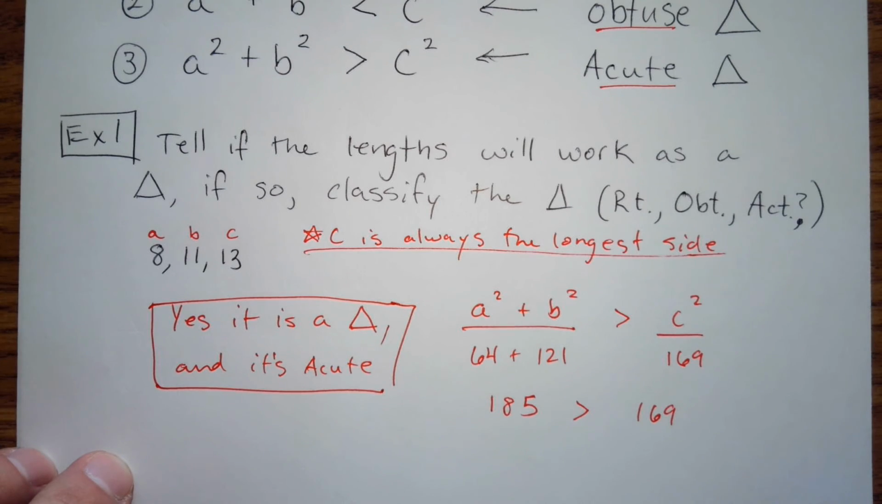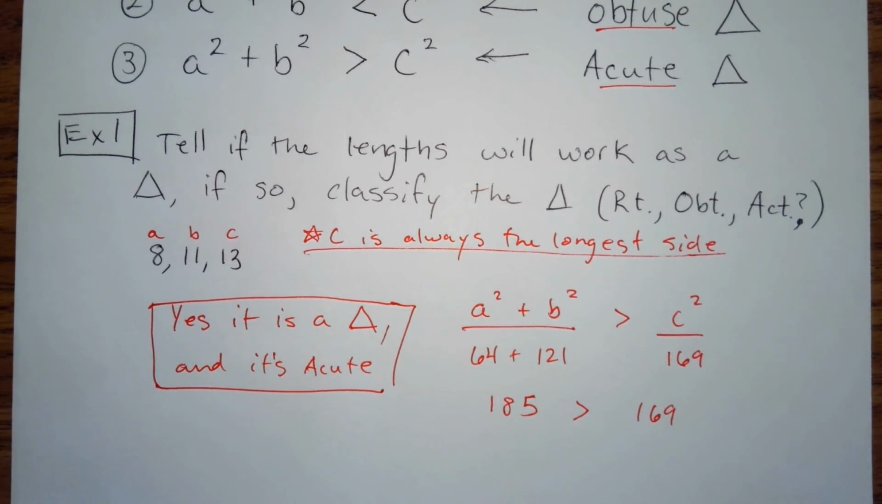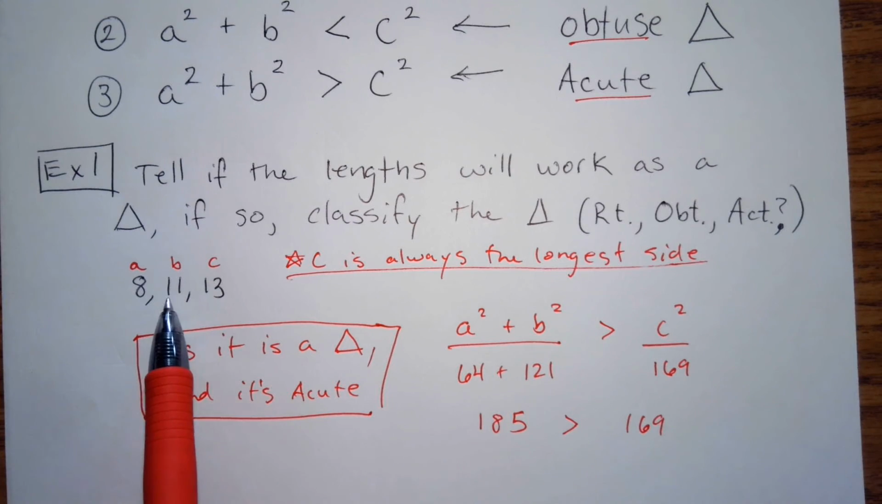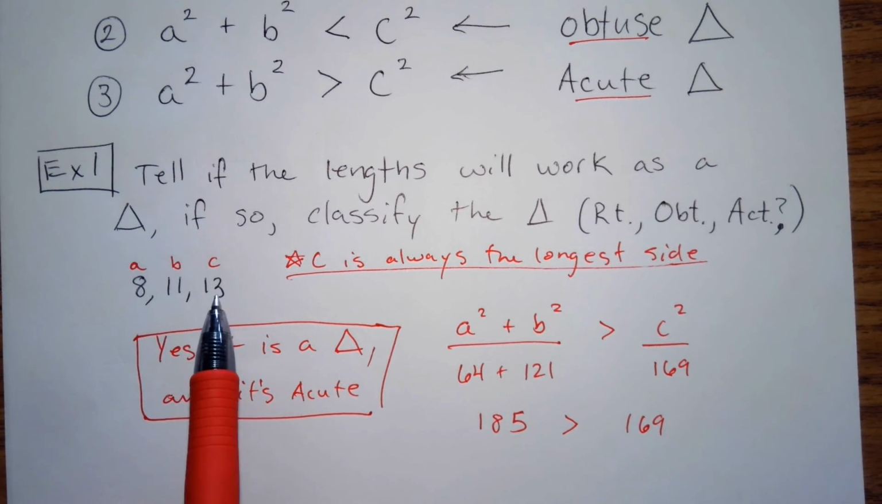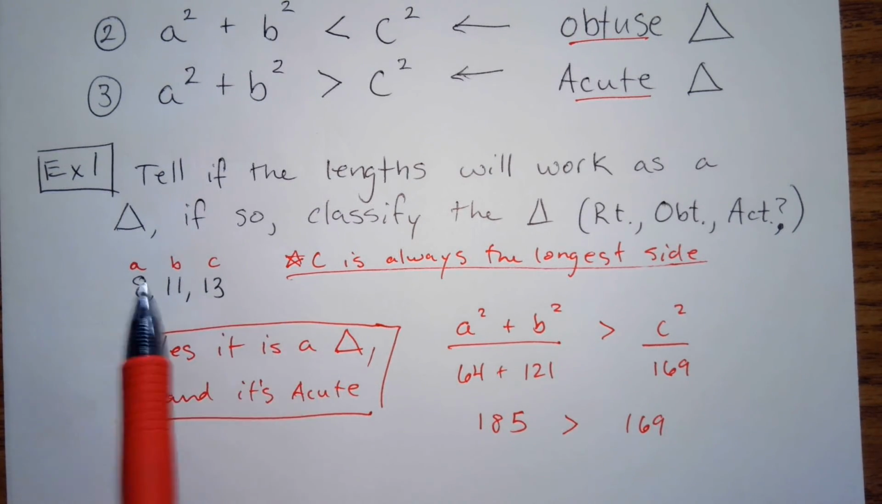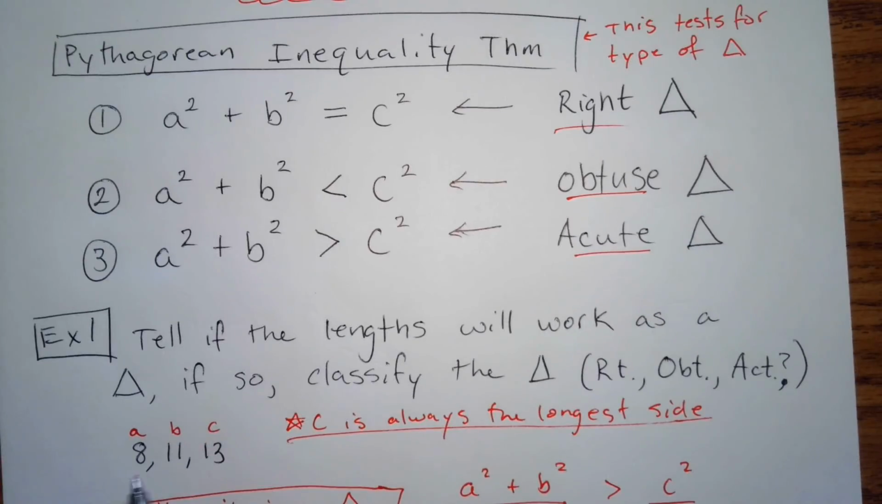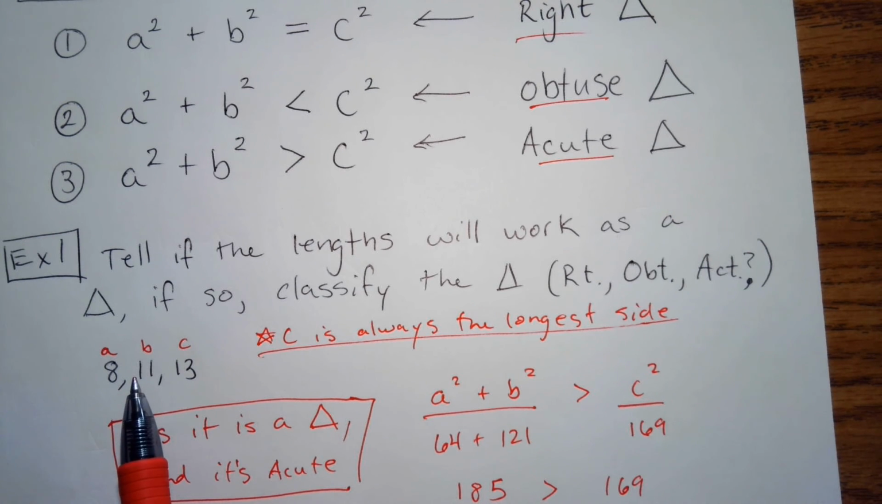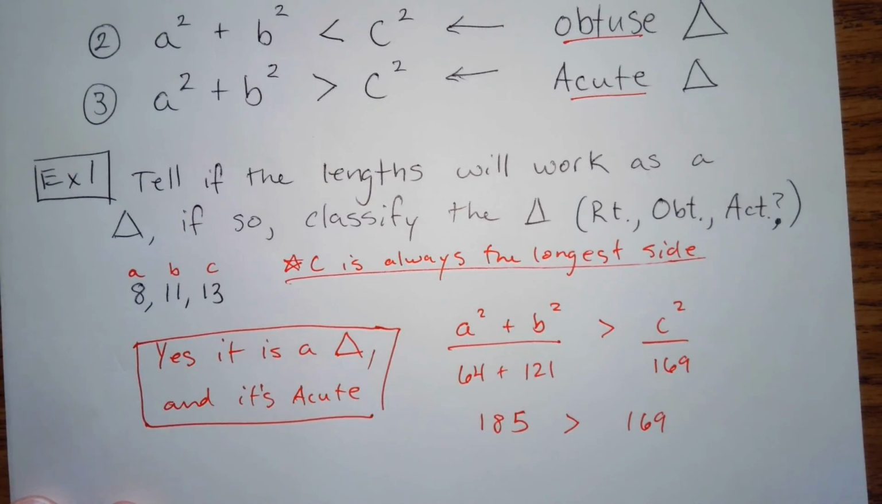How did you get the numbers? This was part of the problem. The 8, 11, and 13 were given. And I just chose my A and B. I could have switched those around. Doesn't matter. But my C is always the longest side. And then I added these together. 8 and 11, that was 19. That's bigger than this. 8 and 13, that was bigger than 11. 11 and 13 is bigger than 8. So then I know I can make a triangle, and then I saw what type. Any questions on that?